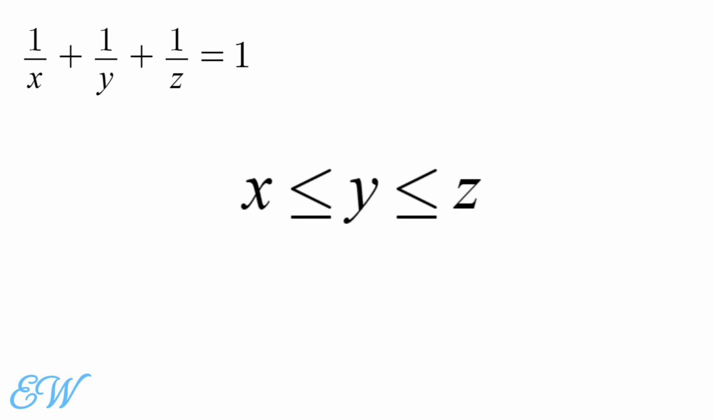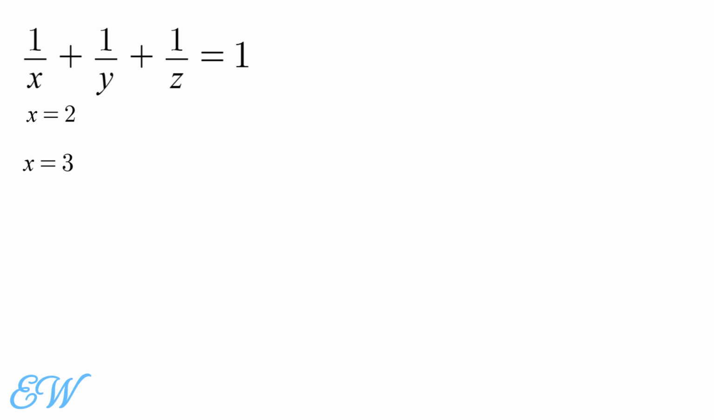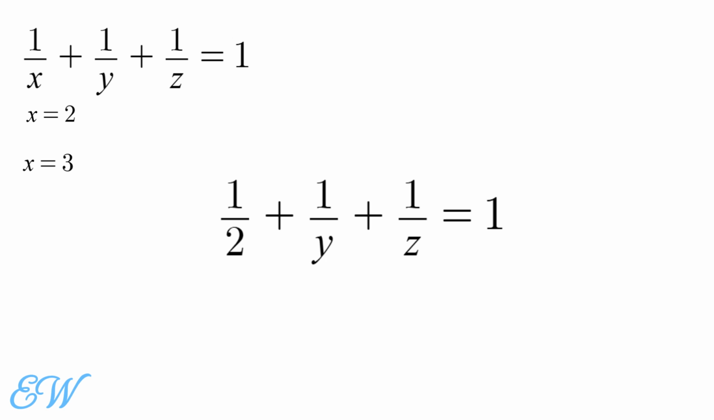We can also assume that x is less than or equal to y, and y is less than or equal to z. This leaves us with two possible values for x, 2 and 3. Now that we have that x is equal to 2 and x is equal to 3, we have to solve the equation for both possible values. So first, let's plug in 2 for x to get possible values for y and z.